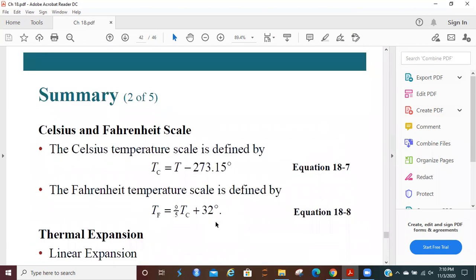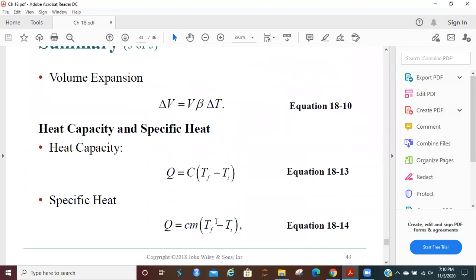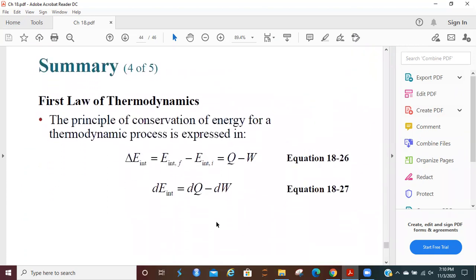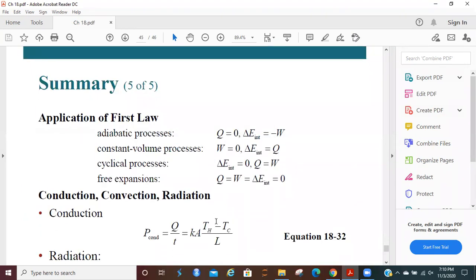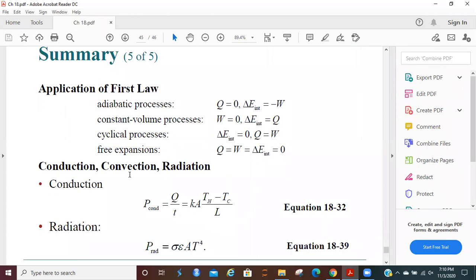Okay, so that's your introduction to thermodynamics. Make sure to go over a lot of these in the text and work as many problems as you can. That will help you understand the subject a lot better.